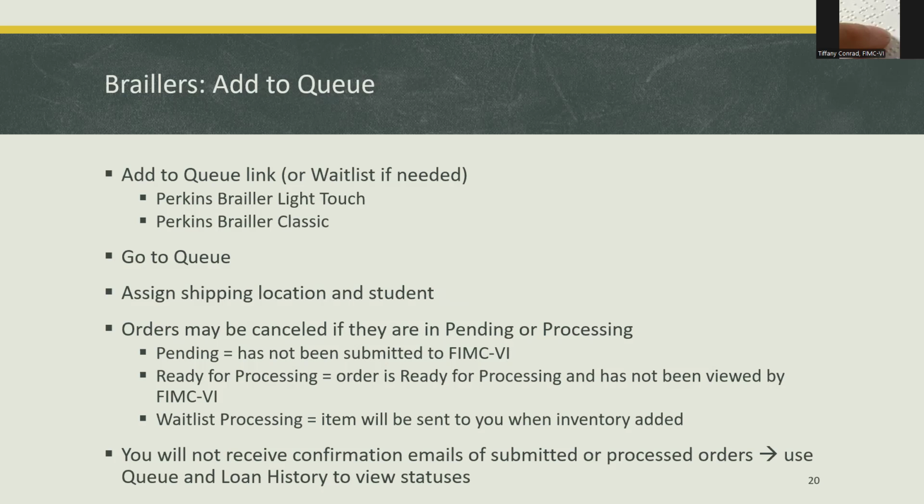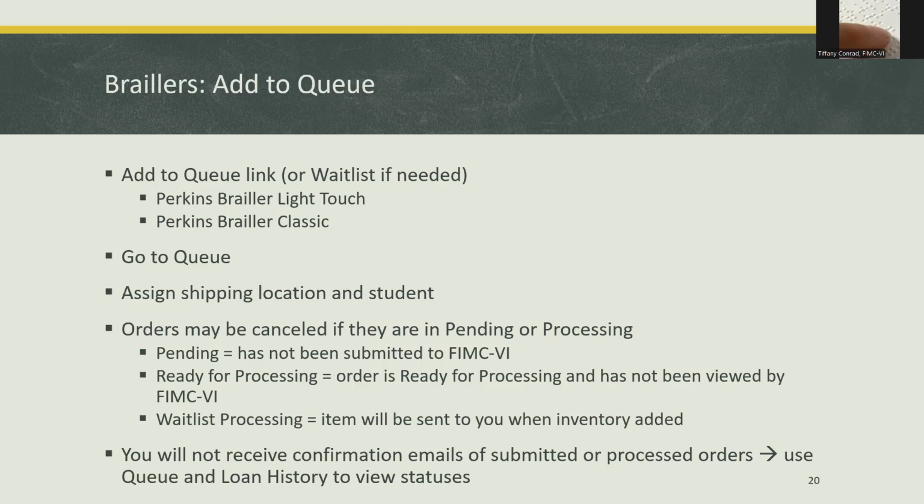And then you go to your queue to check out, and you assign the shipping location and the student. And just like APH products, because braillers are an APH product, you're only going to see students in the drop down that have parent consent. Okay. You can still cancel the order as long as it's in the queue. That's where the pending or processing orders are located.